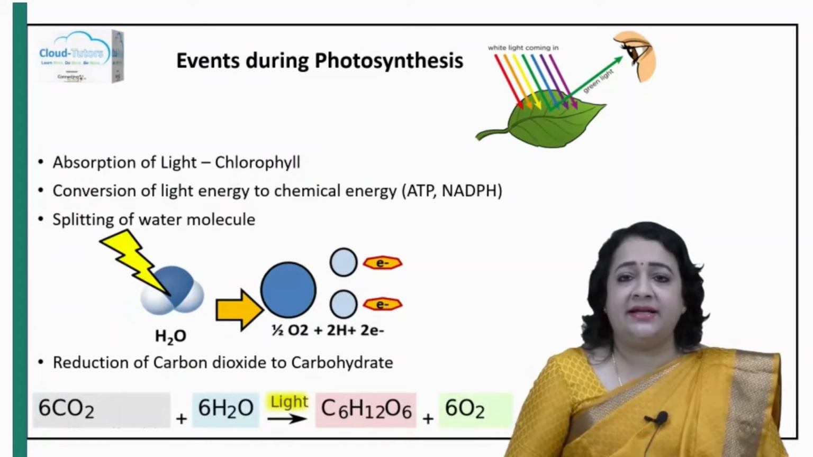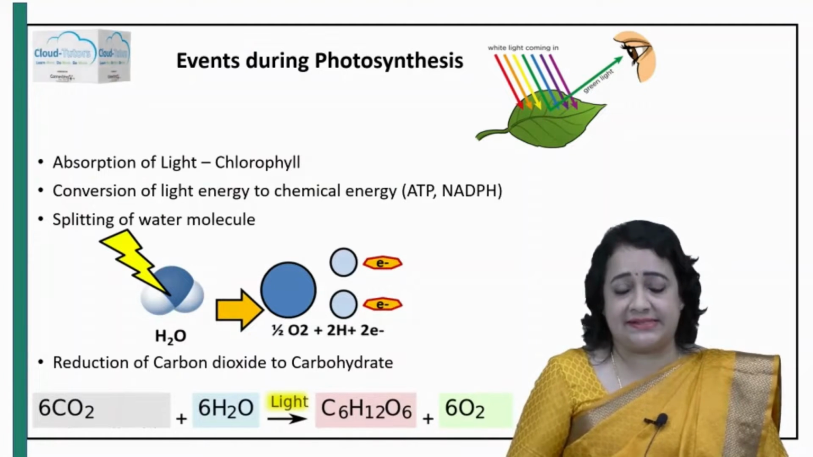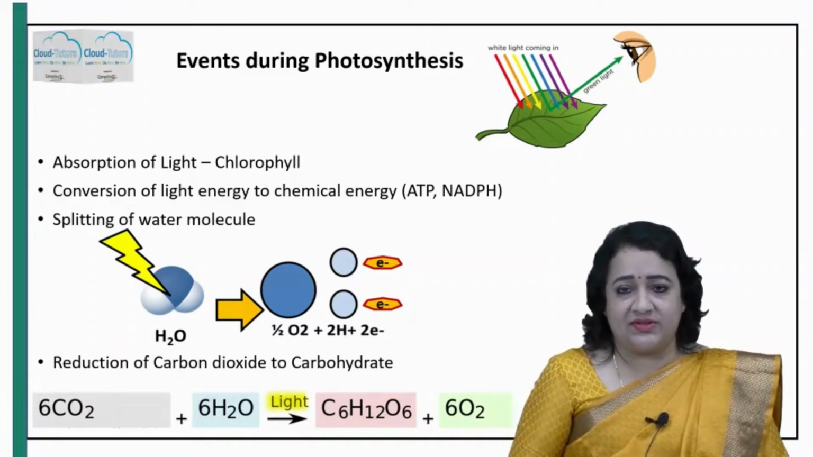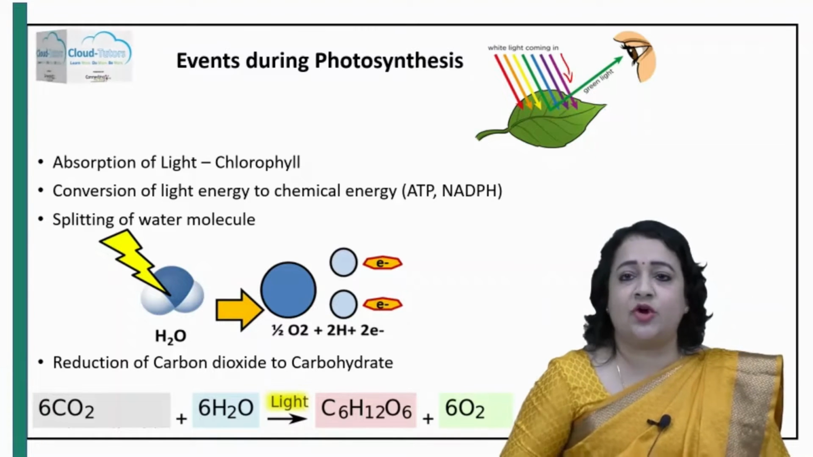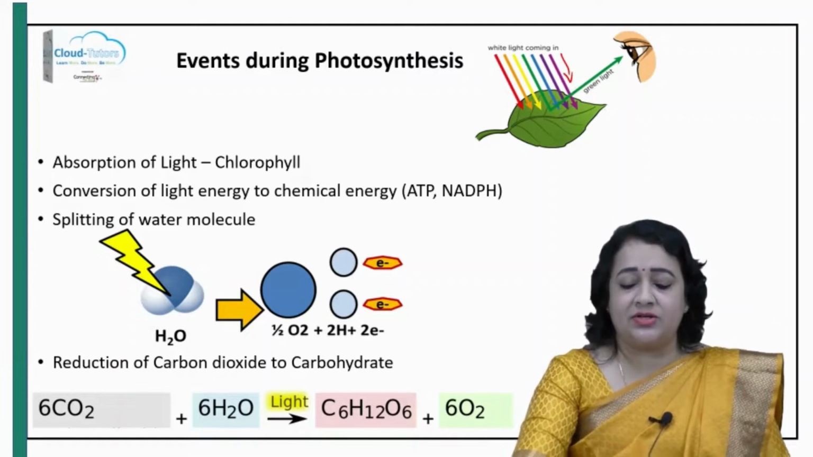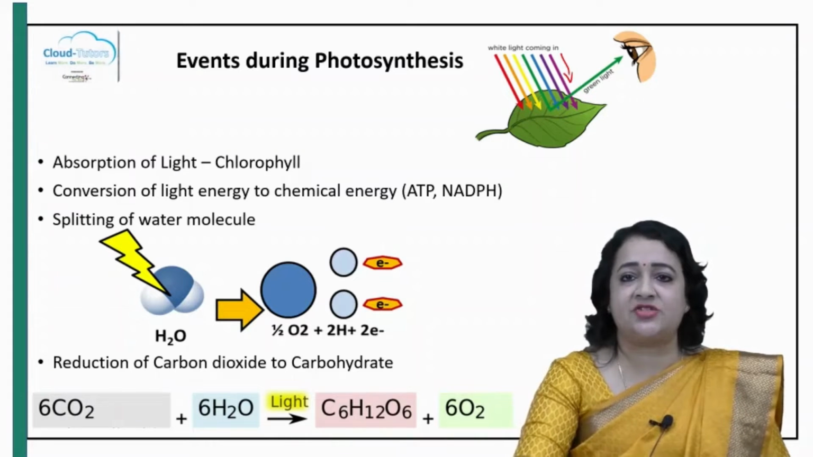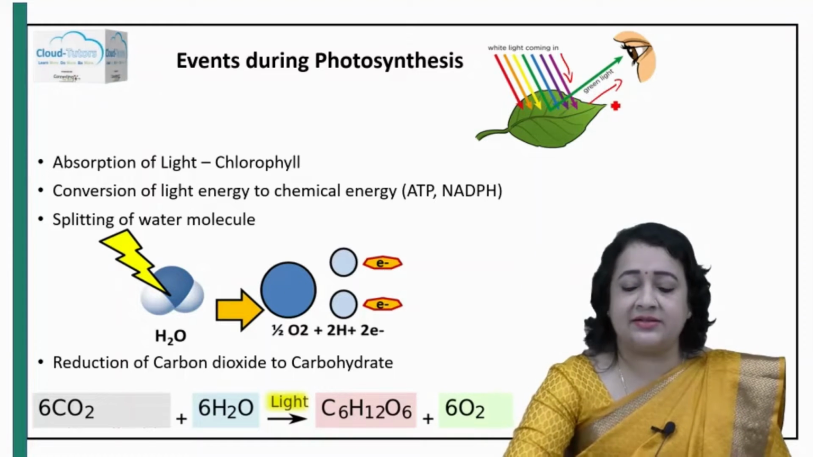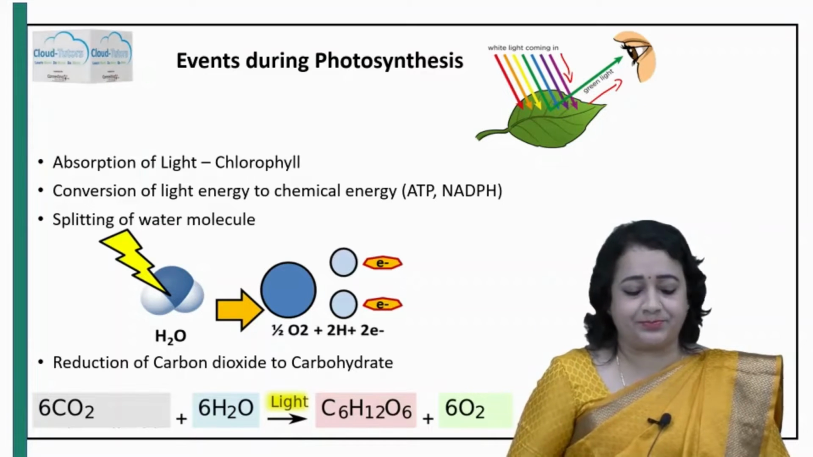Now let us understand the events during photosynthesis. What happens during photosynthesis? There are 4 main steps involved in photosynthesis. So here you can see the white light or the sun's light is absorbed by the leaf, right? The white light contains different colors. So white light is absorbed. So mainly the blue and the red is strongly absorbed by the chlorophyll molecules. And what is reflected is the green color or the green light. That is why leaves appear green in color.